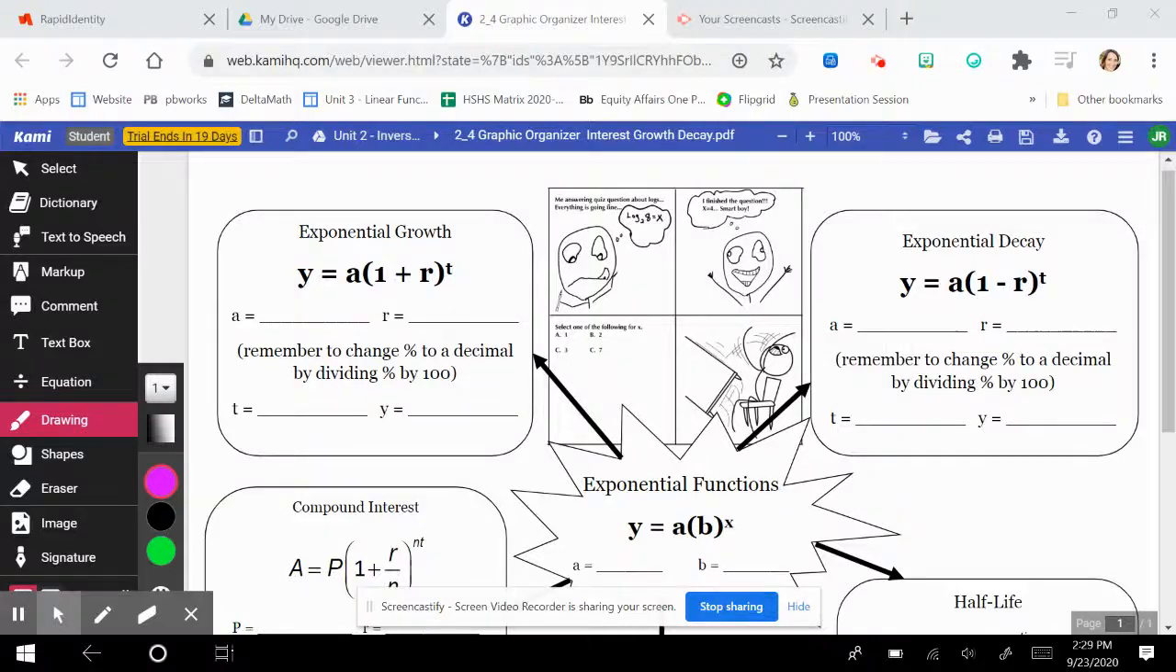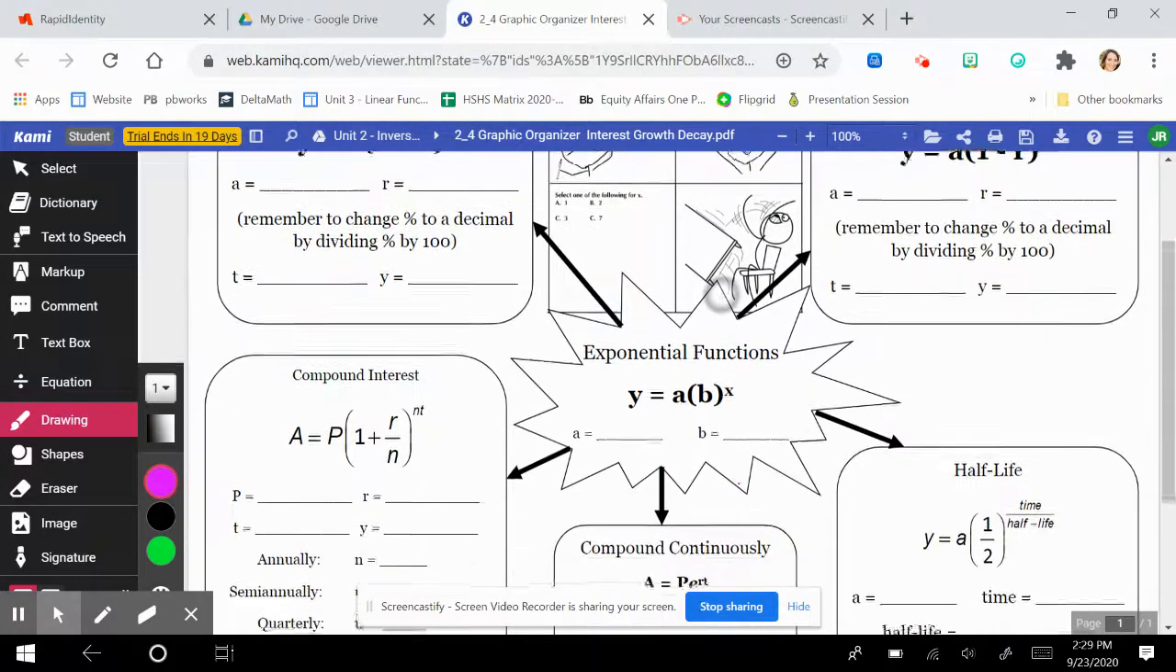Hey, Math 3. So I just want to make sure that we all remember the formulas surrounding exponential functions so that when we move into our application problems tomorrow in class, we'll all be ready.